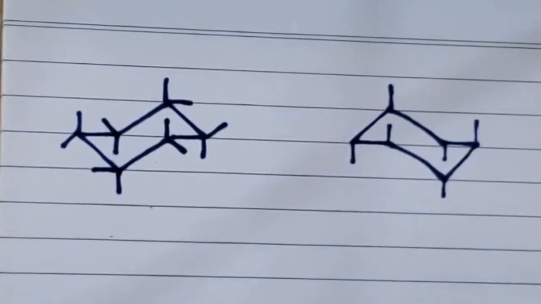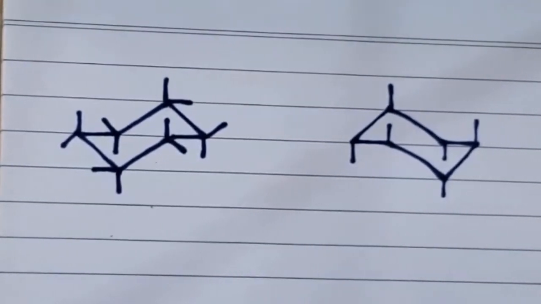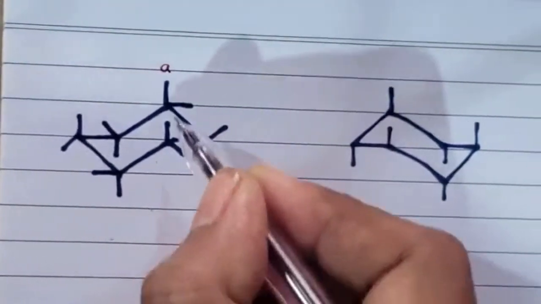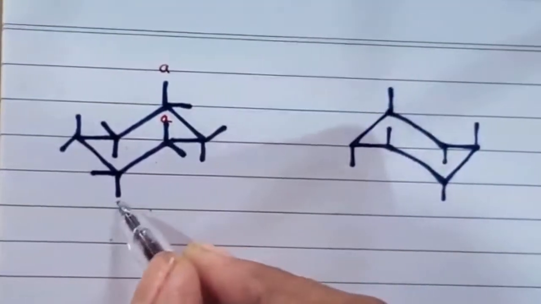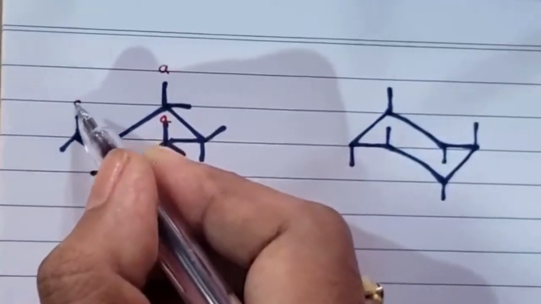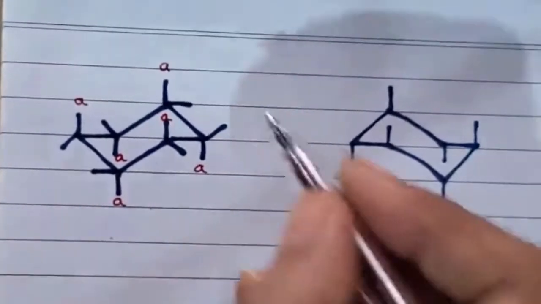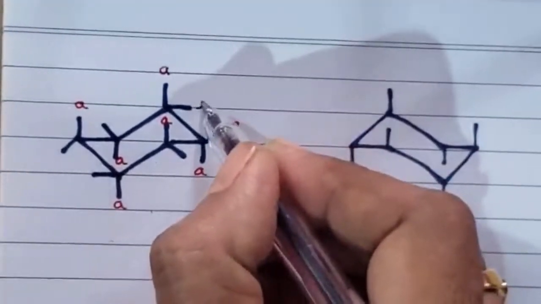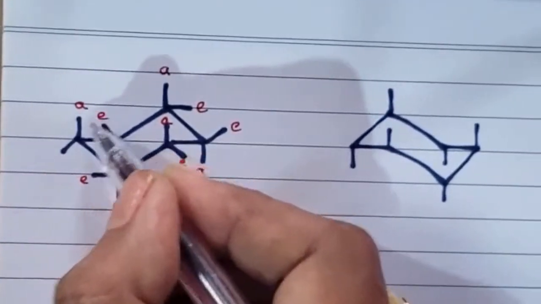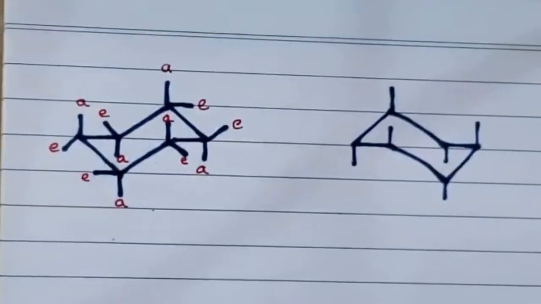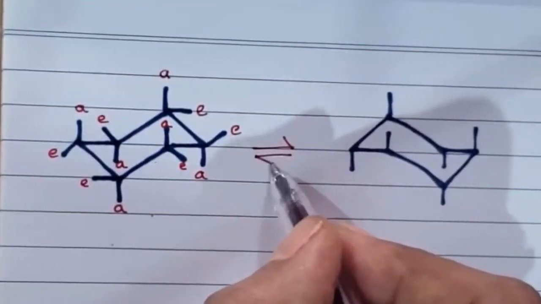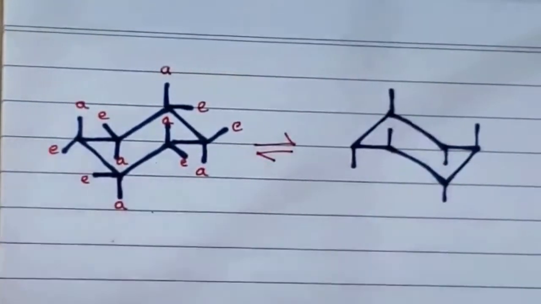Okay, let us label them. This is axial bond, axial bond, axial, axial, axial, axial. All the remaining are equatorial bonds. If this ring is flipped, this will give rise to the structure as shown over here.